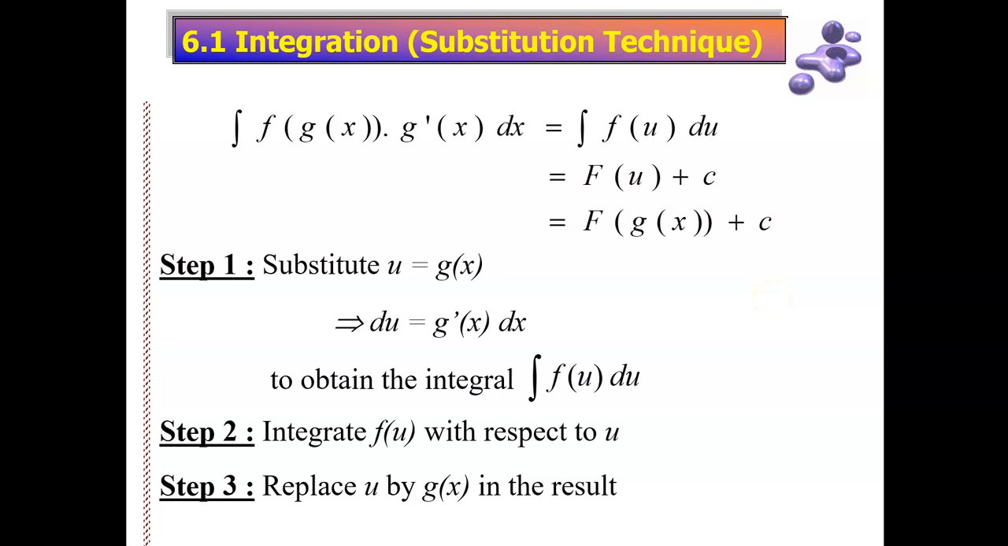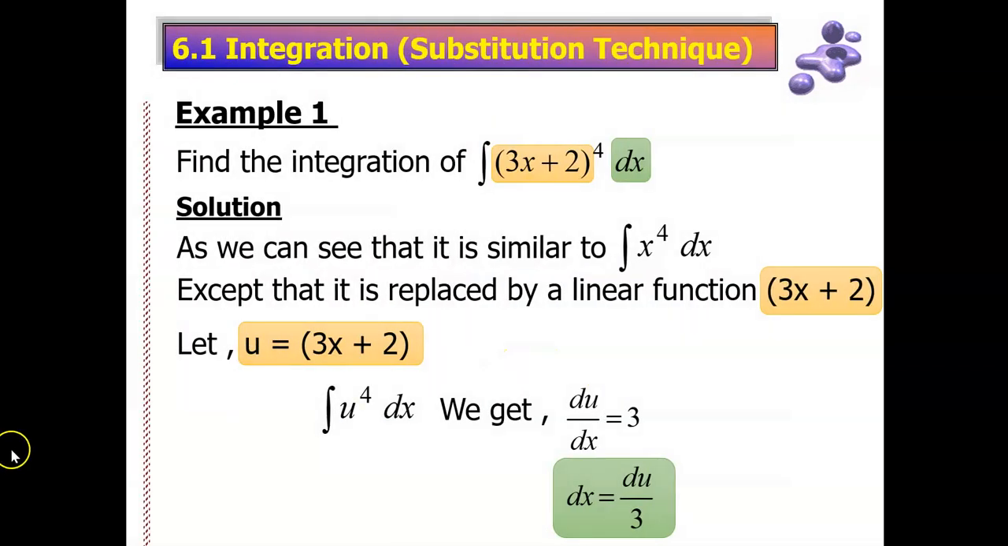So we're going to see the example. This is the first example. Now you have to find the integration of (3x plus 2) to the power of 4 dx. So we're going to find this. As we can see, it is similar to the integration of x to the power of 4 dx, where the function in here, you have 3x plus 2. We want to simplify it. So we assume it as x, like this, except that it is replaced by a linear function.